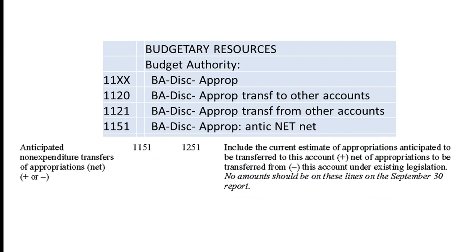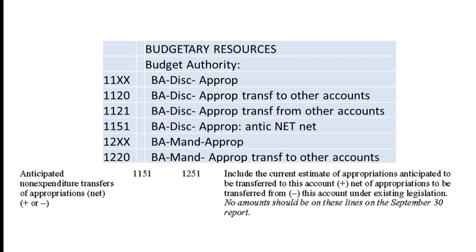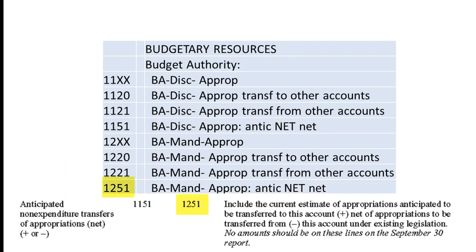Until actual transfers are accomplished, the apportionment and SF-133 might reflect anticipated non-expenditure transfers, in or out, on line 1151, anticipated non-expenditure transfers of appropriations net. Mandatory appropriations are reflected on line 1251. Since anticipated amounts have to be closed by year-end, there should be no entry on this line at year-end. Since the program and financing schedule is based on year-end balances, you will never see anticipated transfers in the P&F schedule.